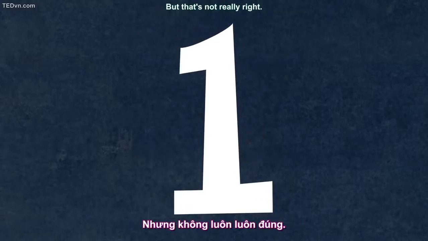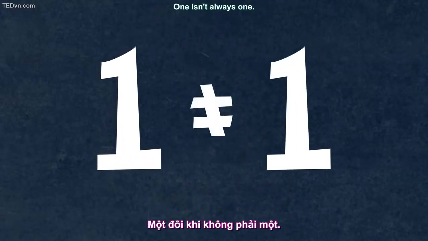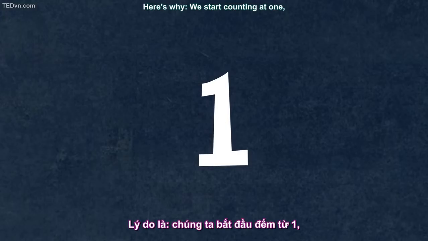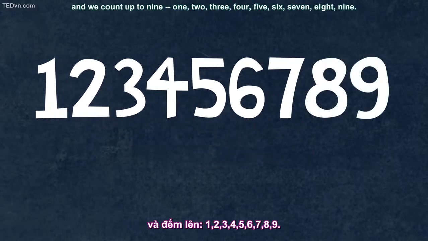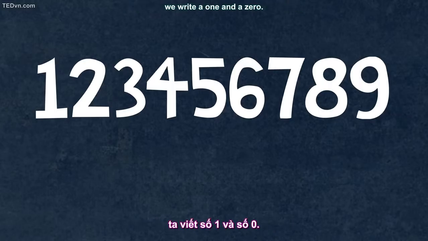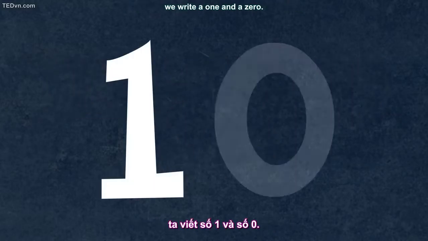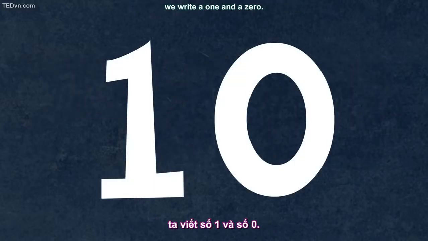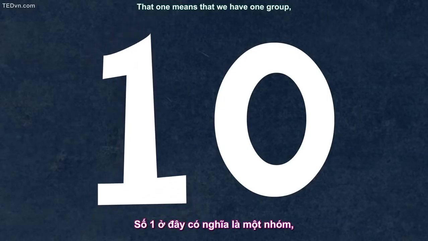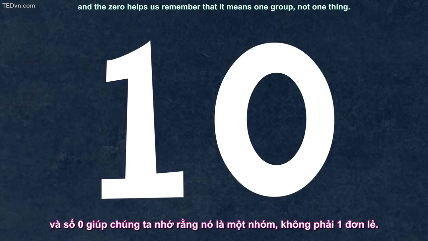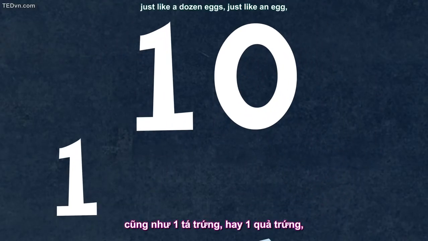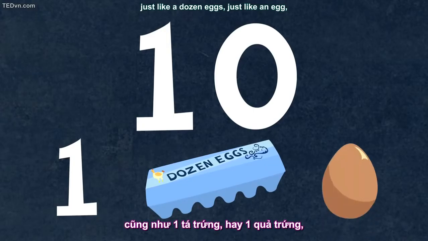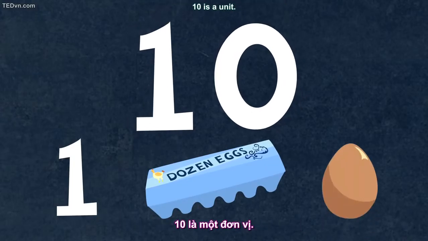But that's not really right. 1 isn't always 1. Here's why. We start counting at 1, and we count up to 9. 1, 2, 3, 4, 5, 6, 7, 8, 9, and then we get to 10, and in order to write 10, we write a 1 and a 0. That 1 means that we have one group, and the 0 helps us remember that it means one group, not one thing. But 10, just like 1, just like a dozen eggs, just like an egg, 10 is a unit.